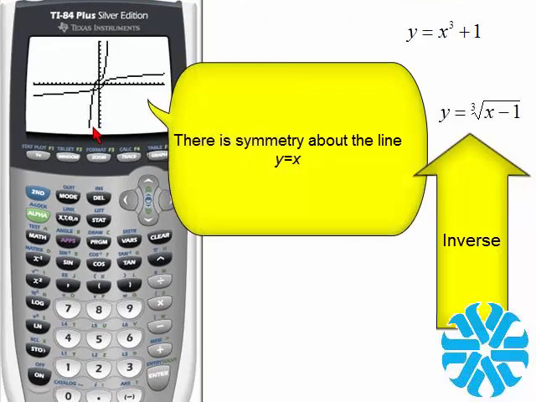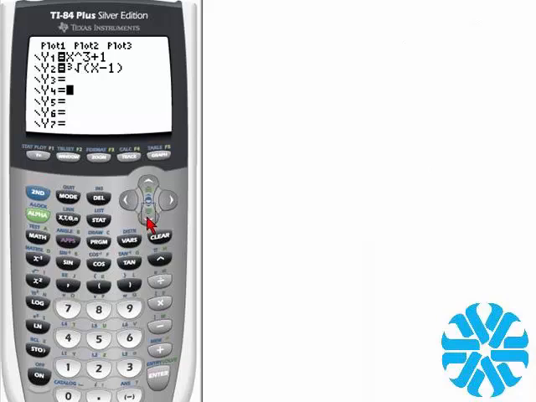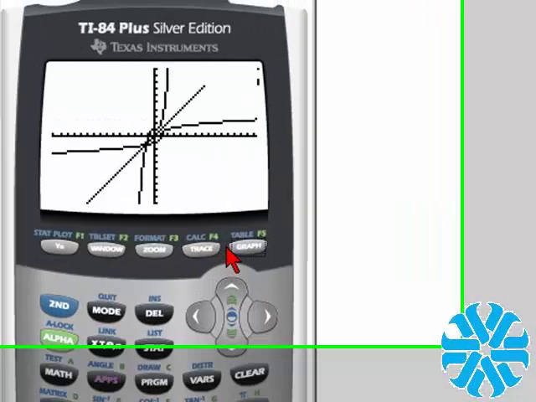Well, the symmetry occurs about the line y equals x. So we can graph the line y equals x to illustrate this. If I graph y equals x, that should be a line that goes right through the origin, and it splits itself between quadrant 1 and quadrant 3. So let's do that. That's y equals x. And let's graph that. And there it is.